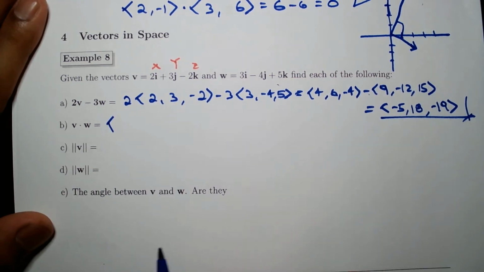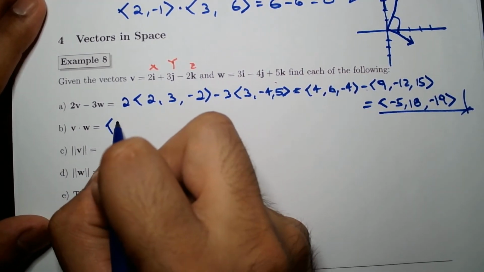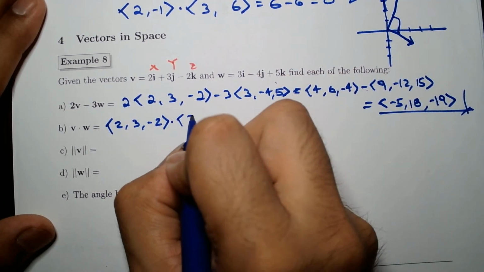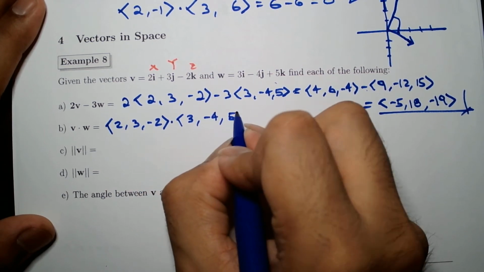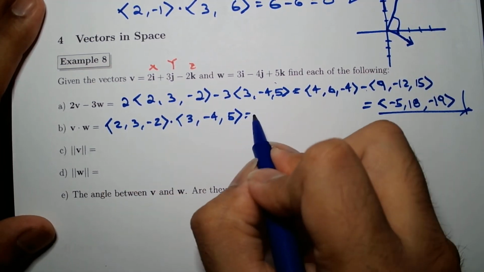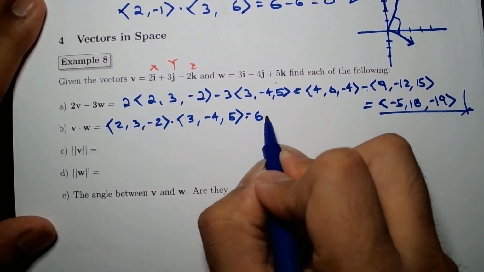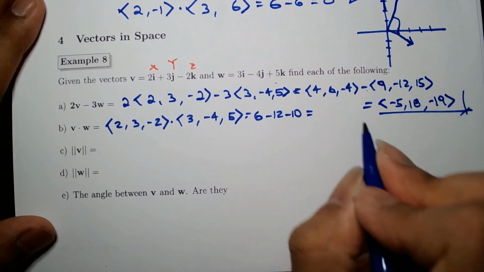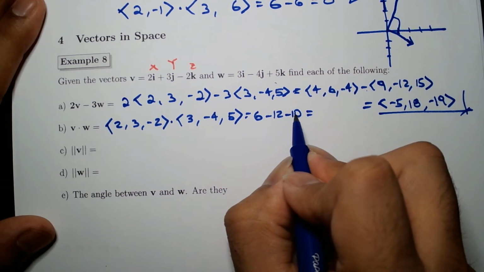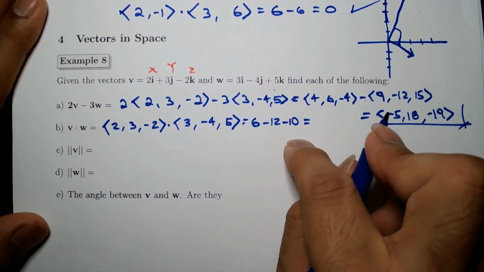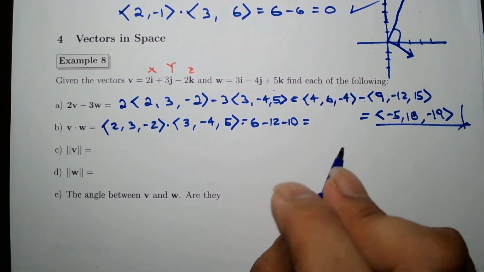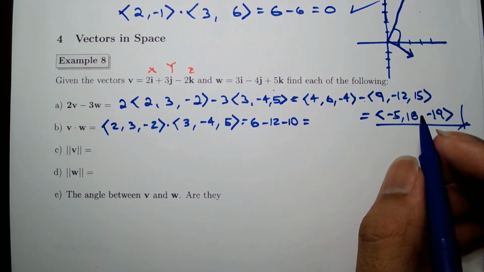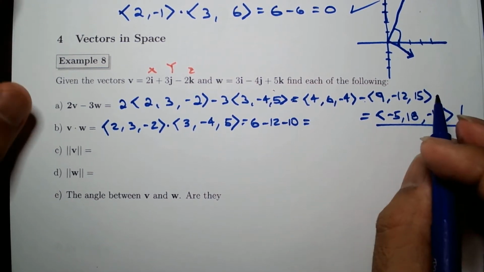The dot product, let's find out what it's going to be. 2, 3, negative 2 dotted with 3, negative 4, 5. So 2 times 3, which is 6. 3 times negative 4, which is negative 12. Negative 2 times 5, which is negative 10. And in this case, the dot product will be negative 12 minus 10, that's a negative 22, plus 6, equals negative 16.